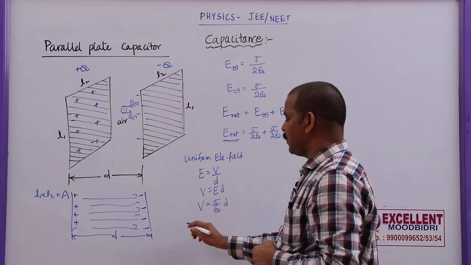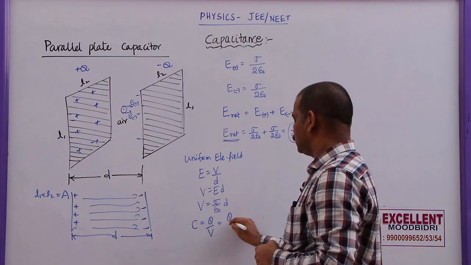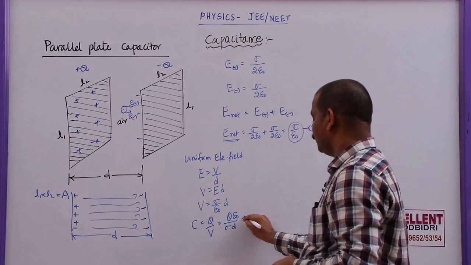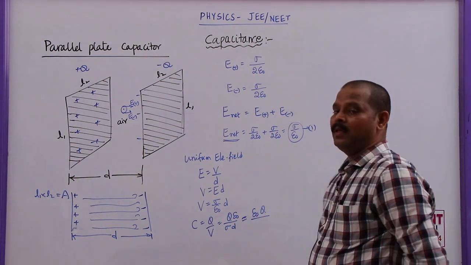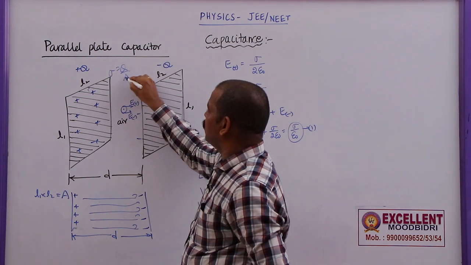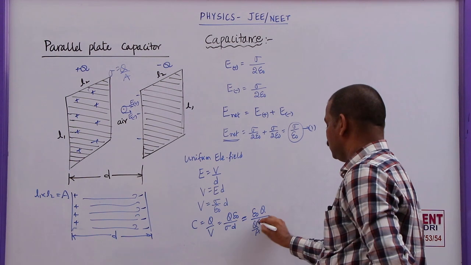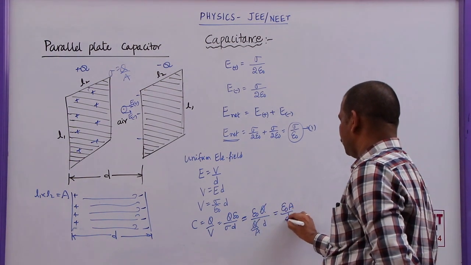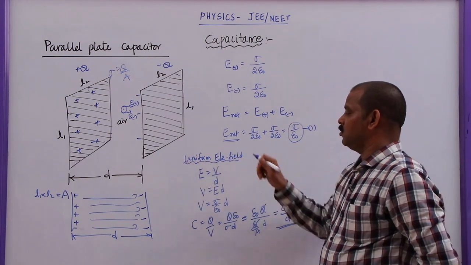So, how to find out the capacitance now? The capacitance C is given by Q by V. This is Q by sigma D by epsilon naught. Here, epsilon naught Q by, what is sigma? Sigma is the surface charge density, which is given by Q by A. So, here I am writing this is Q by A into D. You can cancel Q and Q. This will become epsilon naught A by D. So, this is the capacitance by assuming the uniform field between the two plates.